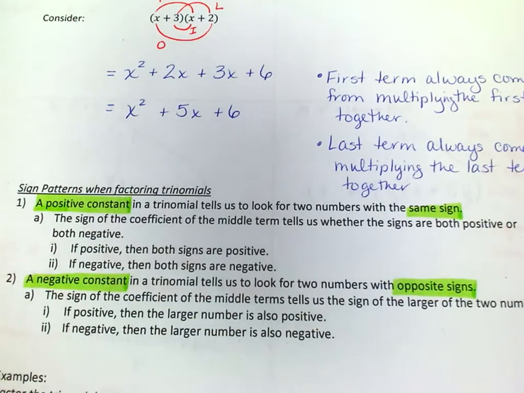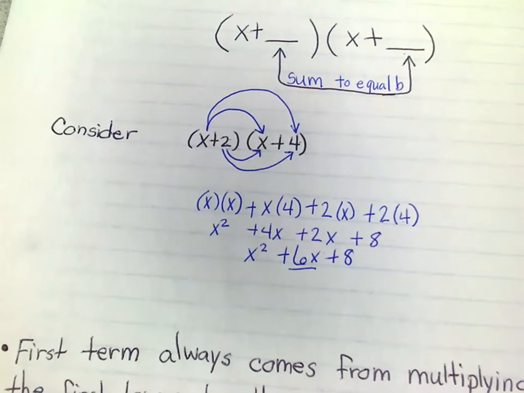Okay. Secondly, a negative constant in a trinomial tells us to look for two numbers with opposite signs. The sign of the coefficient of the middle term tells us the sign of the larger of the two numbers. First of all, if positive, then the larger number is also positive. If negative, then the larger number is negative. Okay, those are just some generic rules to keep in mind, and they will make more sense once we get into some examples, which we are going to do now.